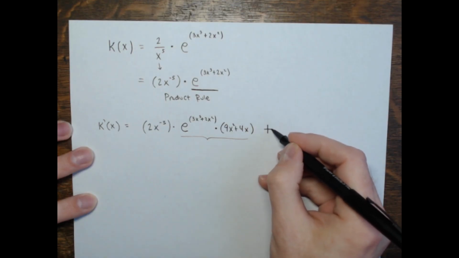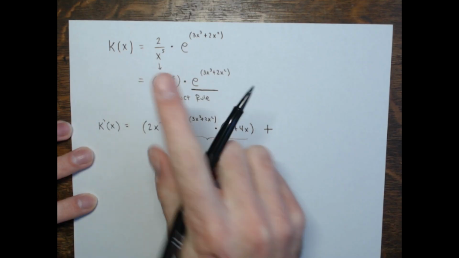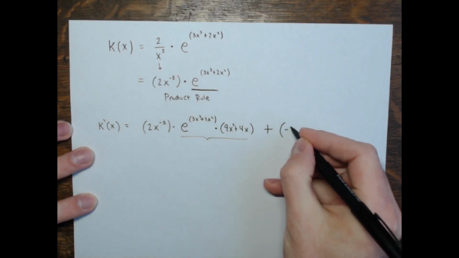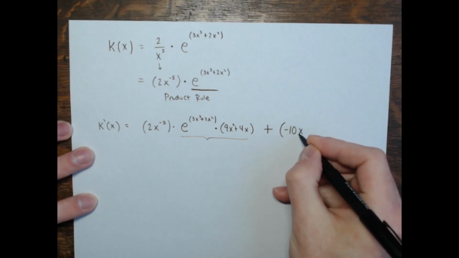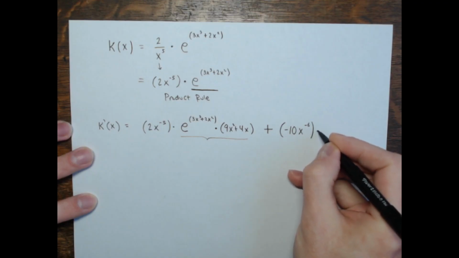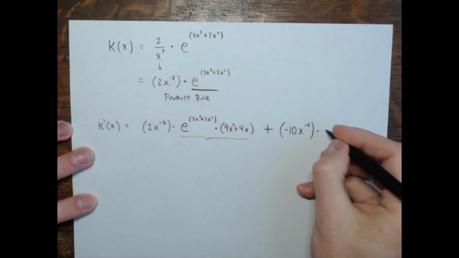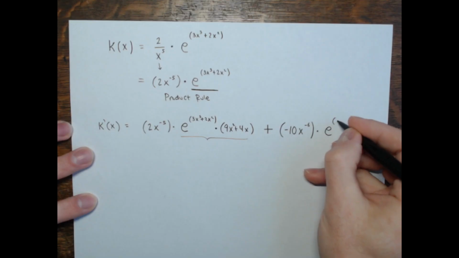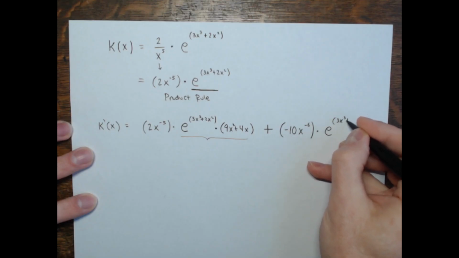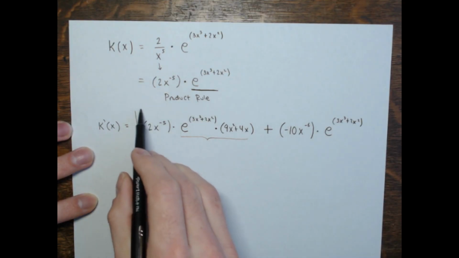Then don't forget, plus, and then I do the other way around where I take the derivative of the first factor, which would be negative 10 times x to the negative 6, applying the power rule there, times, and then leave the second factor, this exponential, the way it was, e to this 3x cubed plus 2x squared power. And that's it.